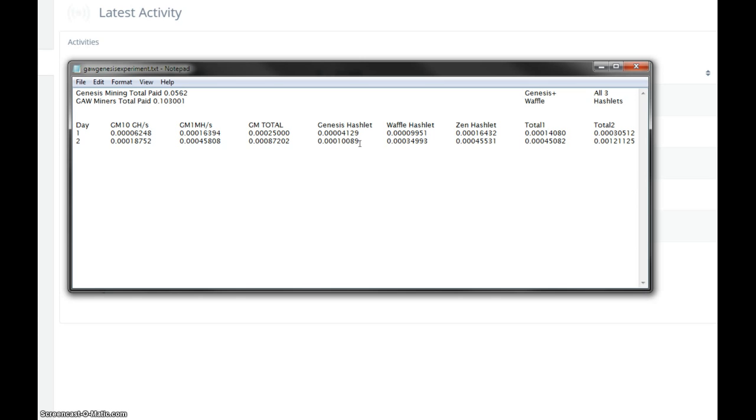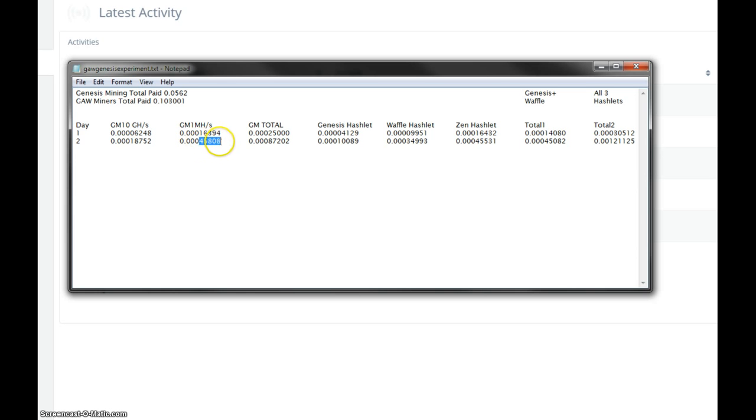So let's have a look at the Waffle Hashlet versus the Genesis Mining 1 megahash contract. Again, this is after fees. As you saw earlier in my video when I was comparing the Genesis Mining products, you could see from my Multibit wallet that I did actually get the same amounts in my wallet. So that was the amounts that I got after they take off their fees.